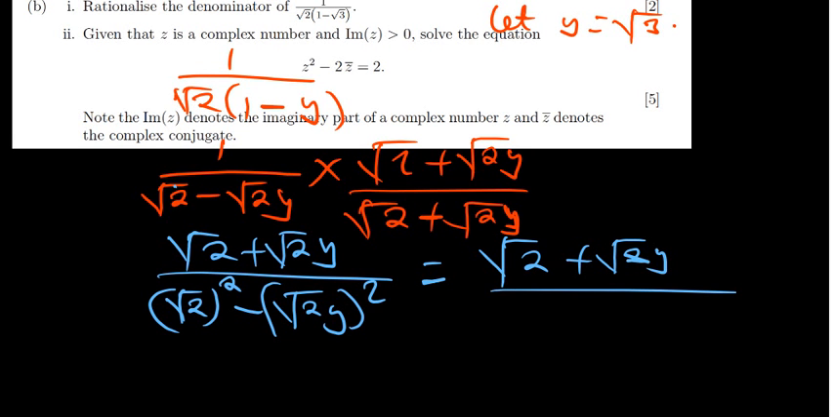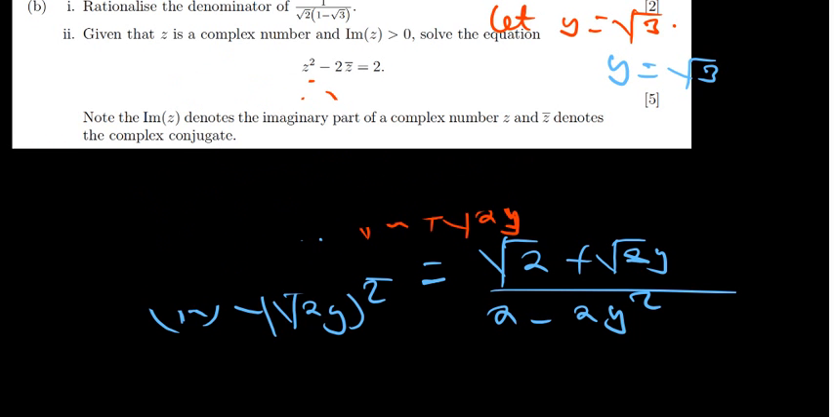So this, if I square it, 2 is going to give me just a 2 minus, that is going to be a 2y squared. Okay, remember to say y is equal to the square root of 3. Let's replace now y with 3. Let me get rid of this first.